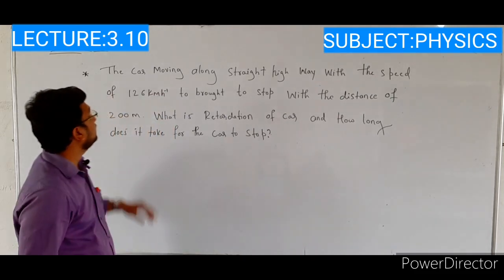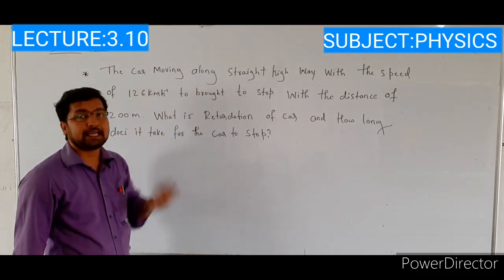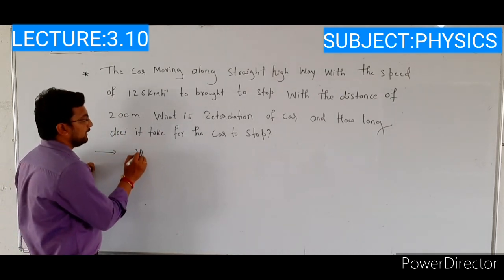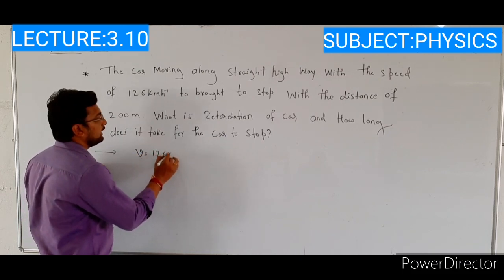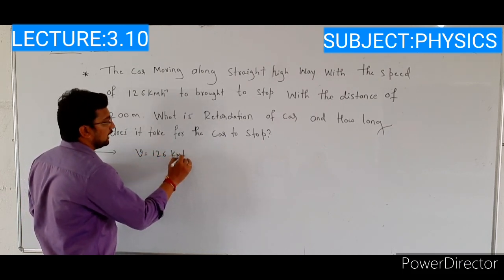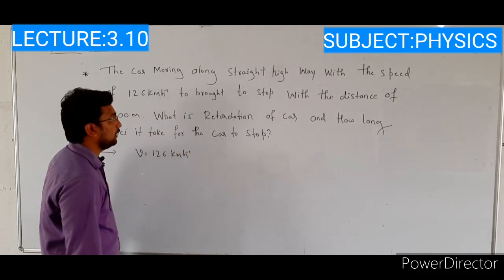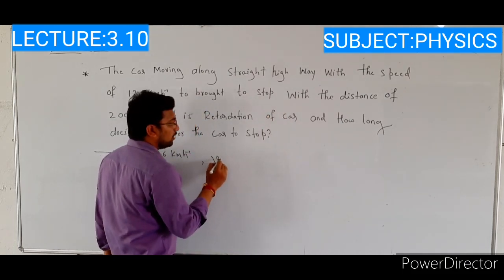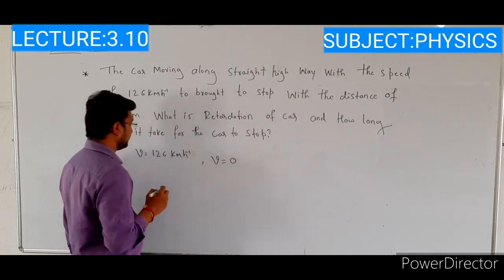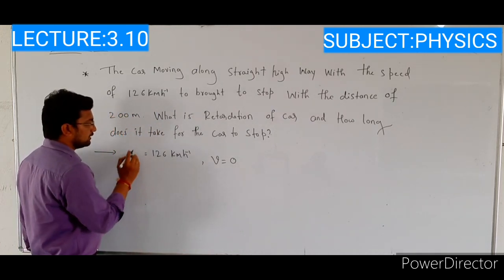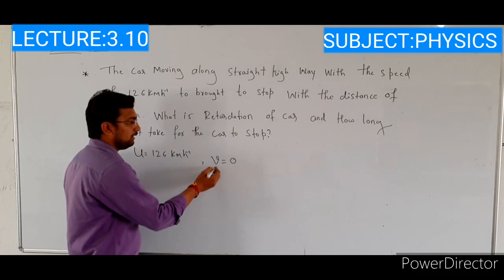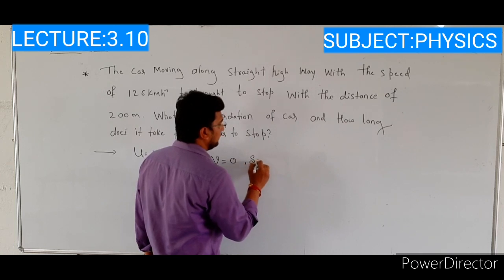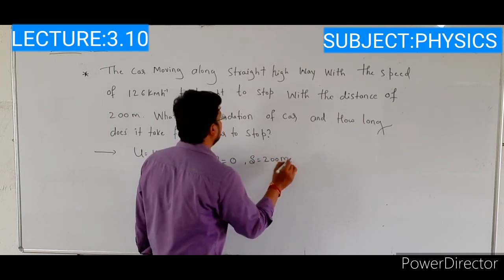Okay, see the problem here. The car is moving along a straight highway with a speed, they are given speed v is equal to 126 kilometer per hour, and is brought to stop. Brought to stop means the final velocity of the object is 0, right? So this is the initial velocity, that is u, and v is the final velocity, with the distance of 200 meter. S is given, that is 200 meter, right?